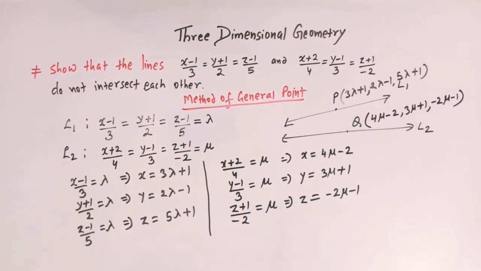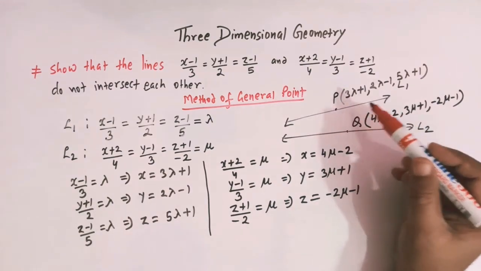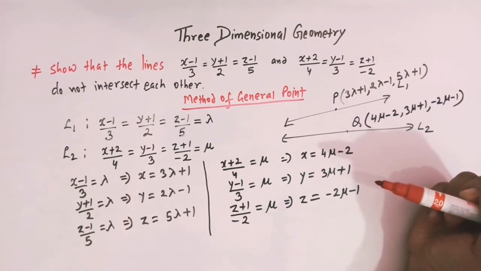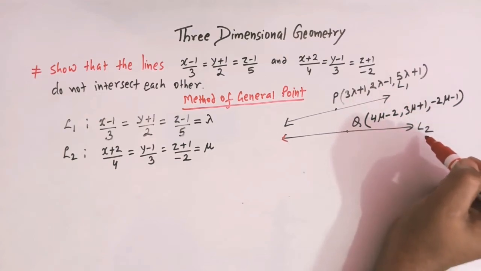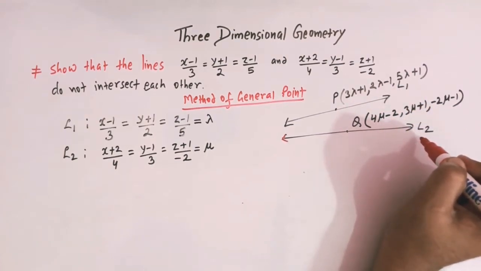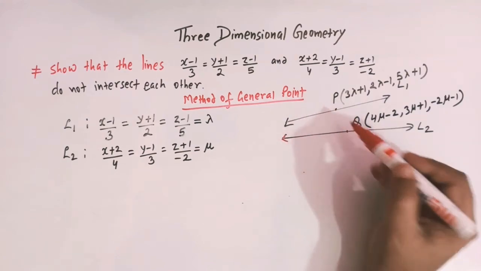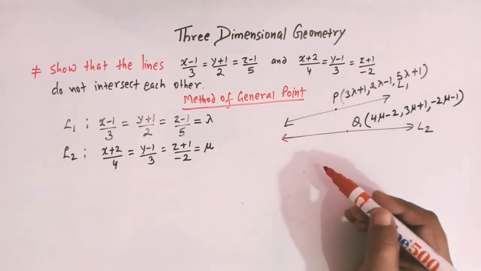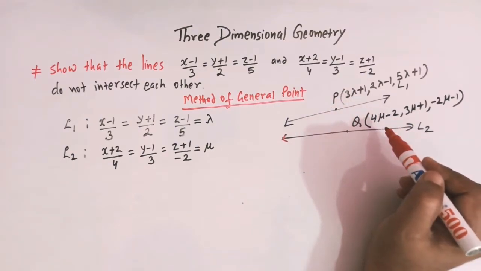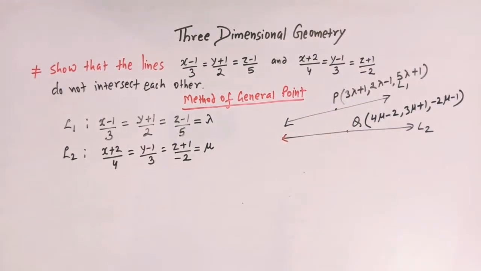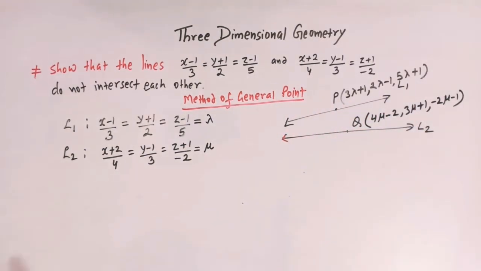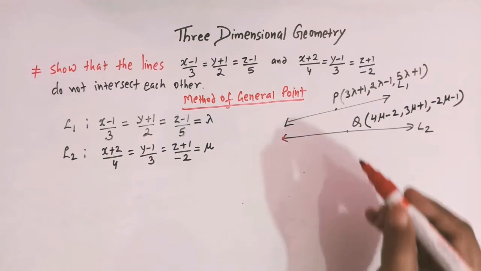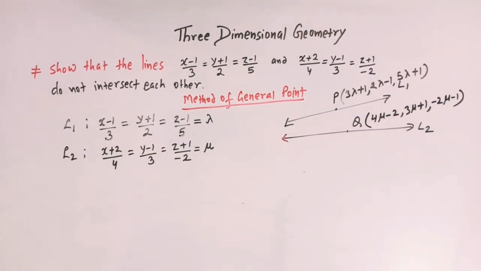Okay, so the next step is to form equations in lambda and mu. If the lines L1 and L2 do not intersect each other, then it implies that P and Q should be different for any value of lambda and mu. In order to prove that P and Q have different coordinates, first we will assume the contrary. We will solve it by the method of contradiction.